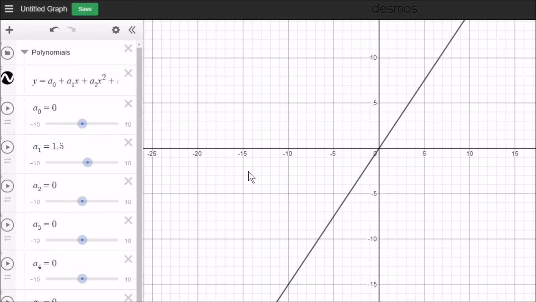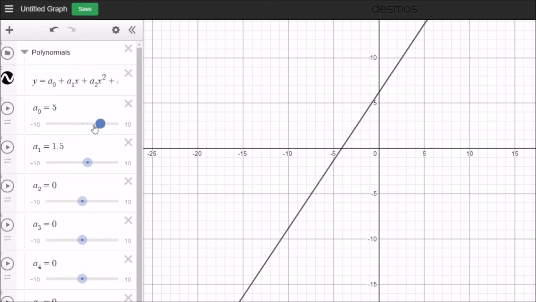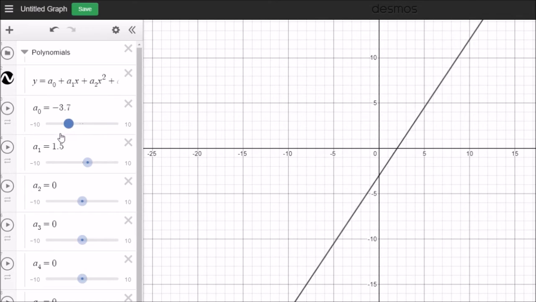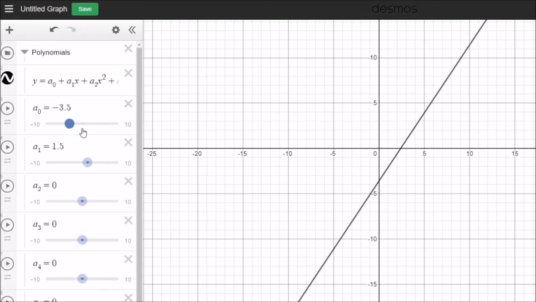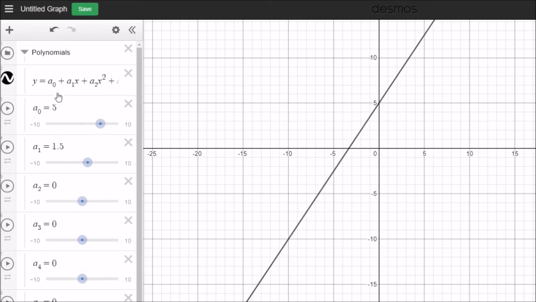Now if we adjust the value of a0, we can move this line up and down. That's just the general equation of a straight line. All we really have here for the first two terms is like saying y equals mx plus c, but the m is actually a1 and the c we called a0. So the general equation of a straight line is just a polynomial.